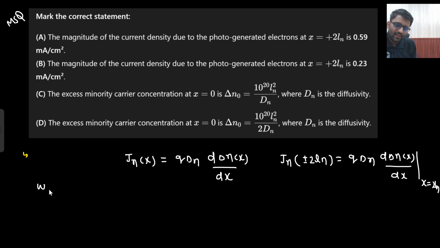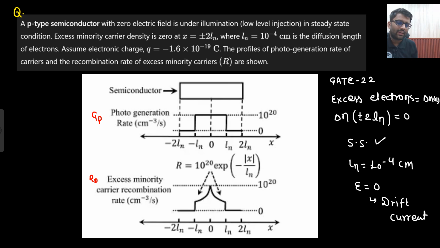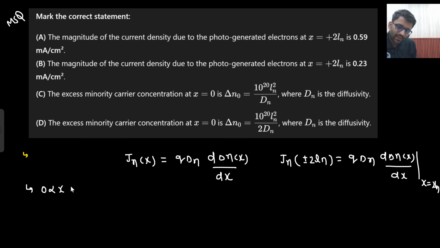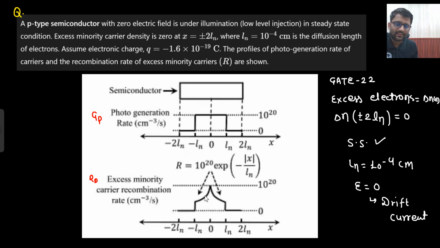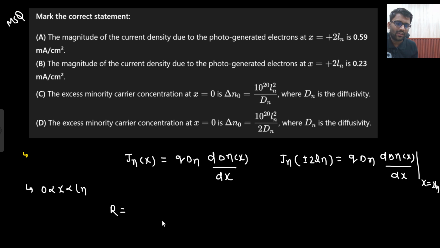So what people did: if I just take the region between 0 to Ln, so if I take the value of x between 0 to Ln, the recombination rate is given as 10 to the power 20 e to the power minus x by Ln, because I am taking the positive value of x. So 10 to the power 20 e to the power minus x by Ln. So this I am doing as the wrong solution.